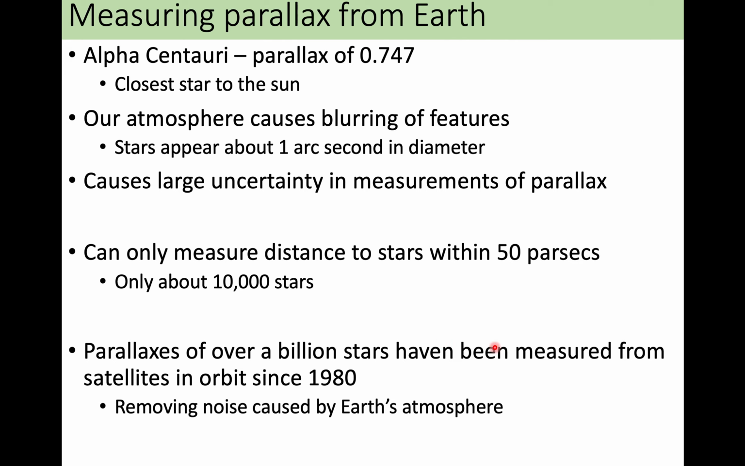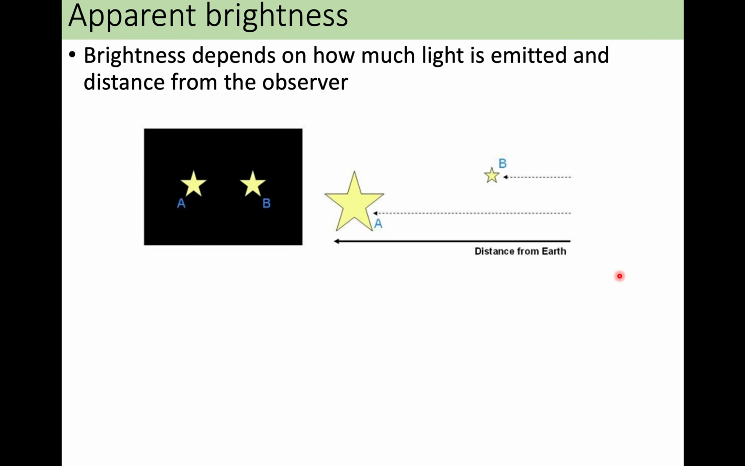So since about the 1980s, when we started using satellites to measure faraway stars, we've been able to build up a huge database of parallaxes and distances to faraway stars, even stars farther away than the 50 parsecs. So knowing the distance to each star is really important, especially when we're trying to learn more details about the star itself.